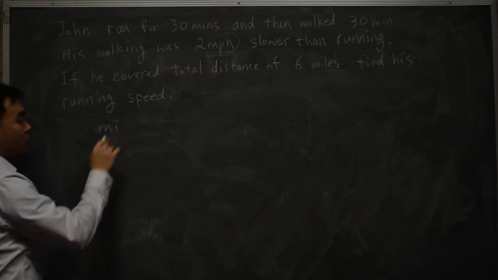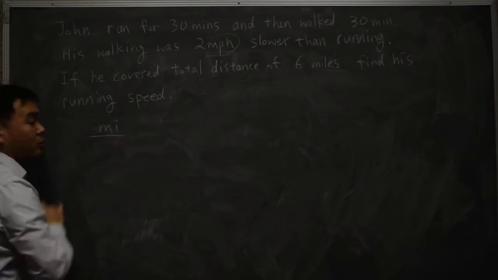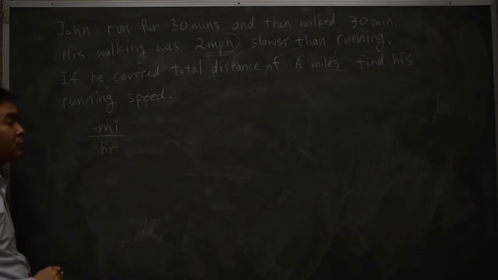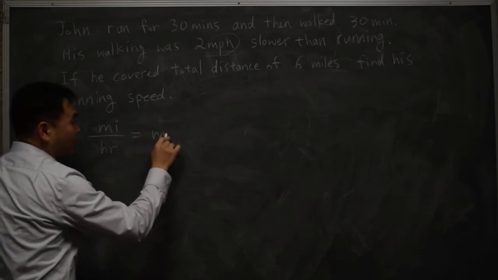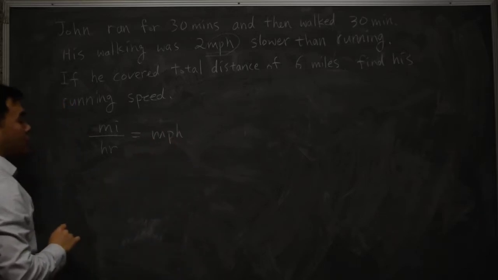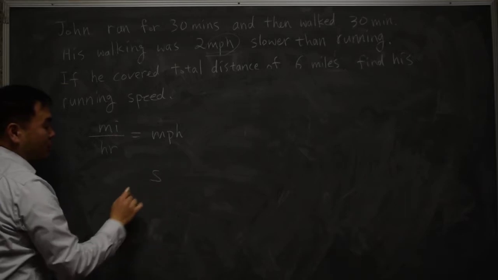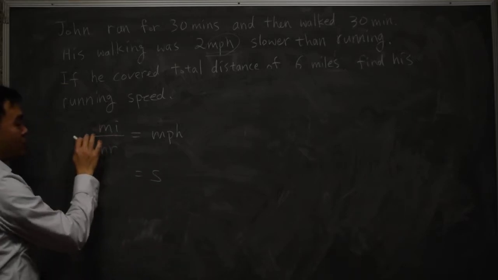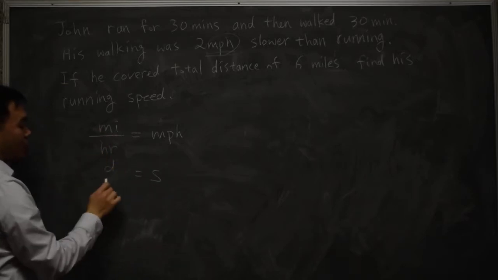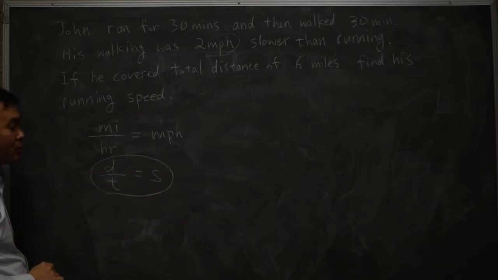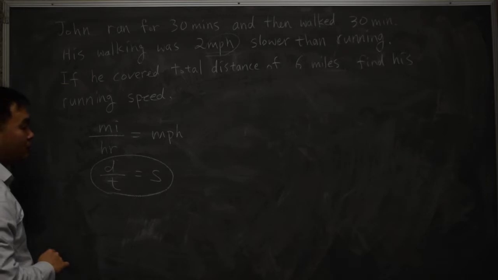Miles, which is the unit for distance, per means divide, and hours, which is the unit for time, and that's what makes miles per hour. And as we just said, miles per hour is the speed, and miles is the distance, hours is time. So we have this very important formula, d over t equals s.